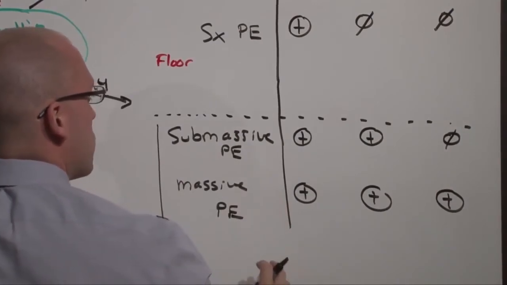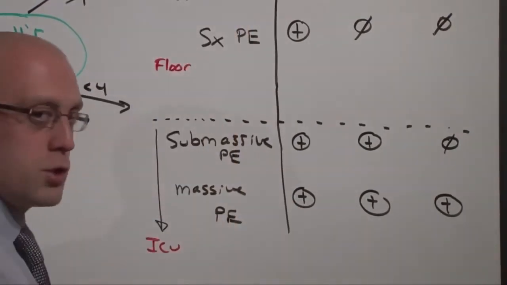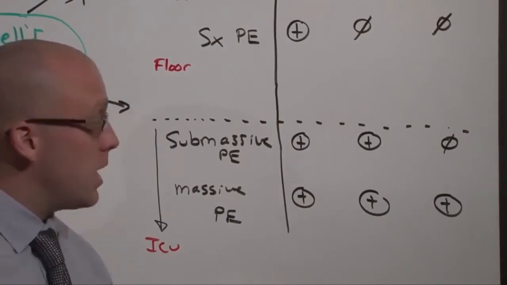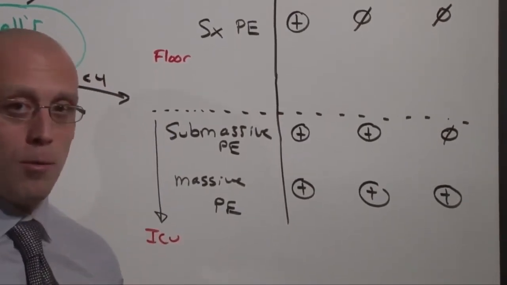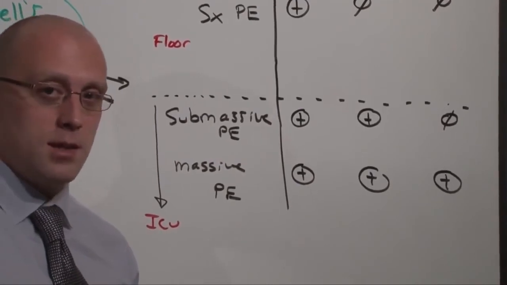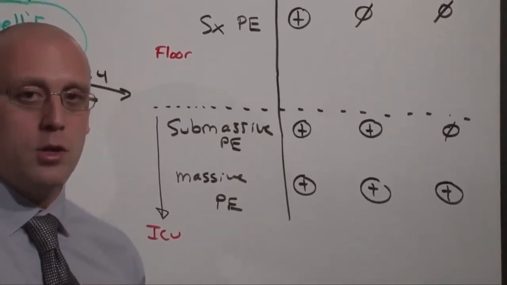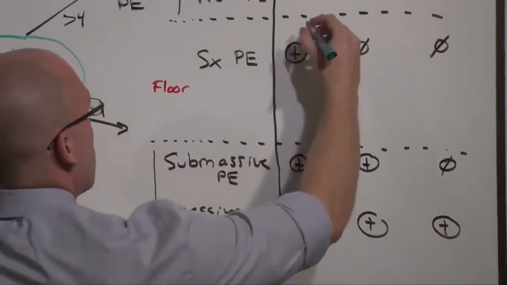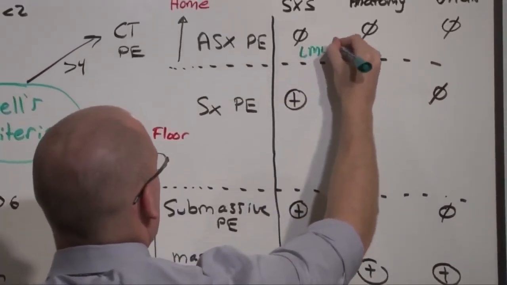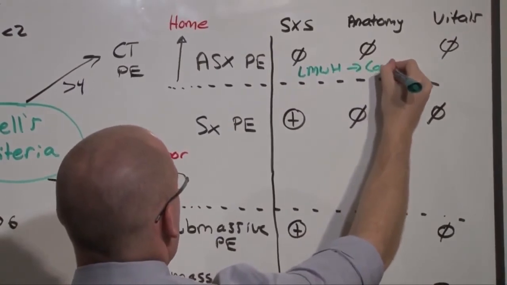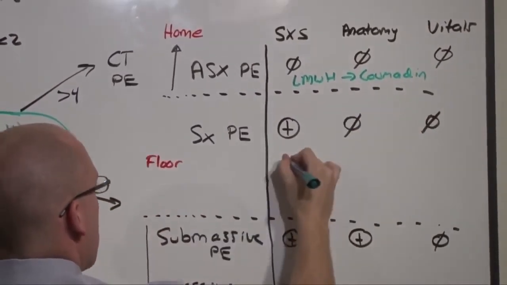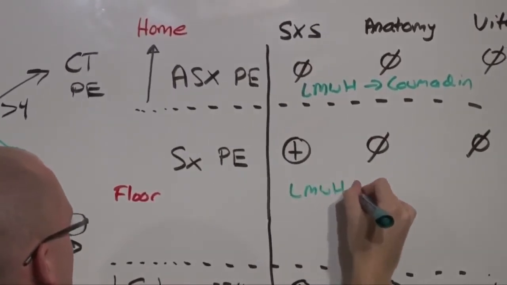Here's why it matters. All of these are going to be treated with heparin to Coumadin bridge. But the asymptomatic PE can go home. They get subcutaneous low molecular weight heparin to Coumadin bridge. They get educated and sent home. Low molecular weight heparin to Coumadin. The symptomatic PE gets low molecular weight heparin to Coumadin.